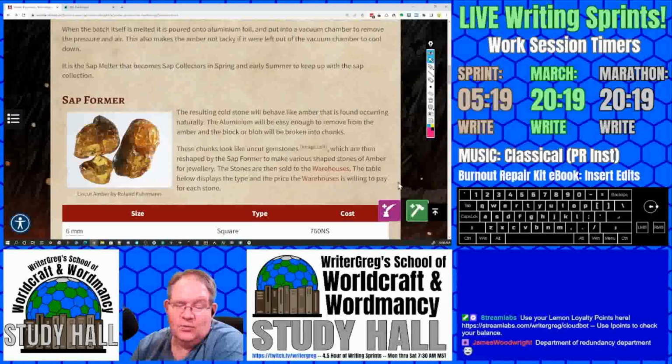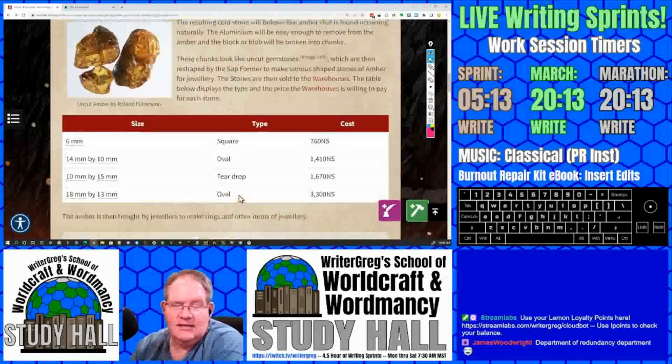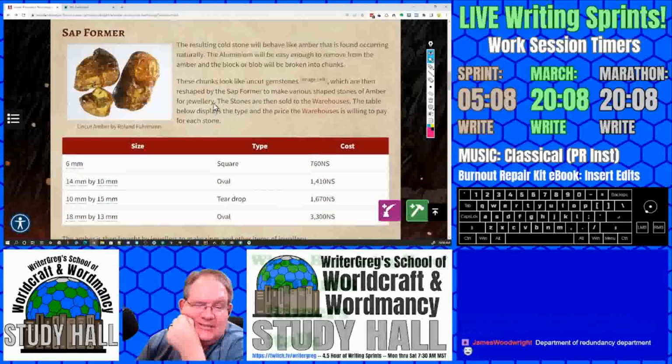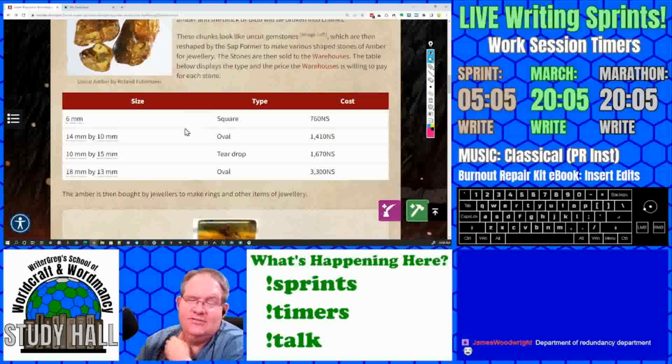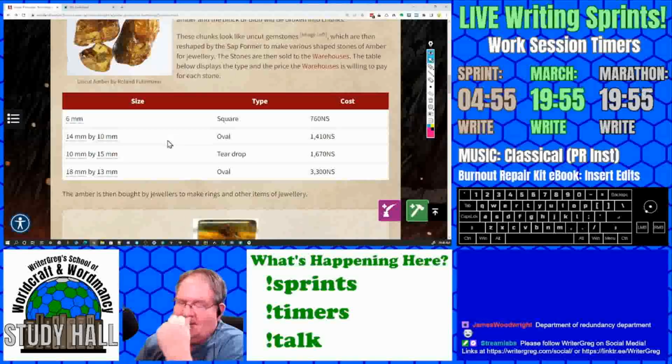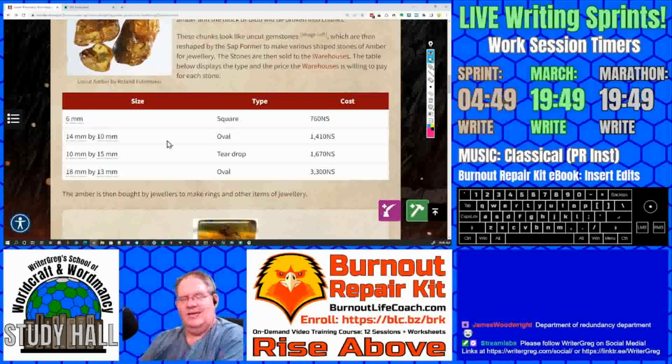The warehouse is willing to pay? It's the warehouse that's willing to pay. Okay, so that's interesting. It's the warehouses who have to take the burden of the inventory and laying out the cash for it. So the sap collectors, I mean, the amber farmers, don't care about a lot of stuff because the warehouses just buy them. Interesting.